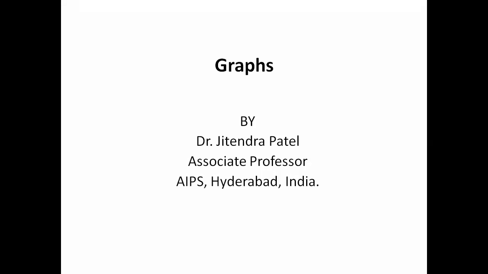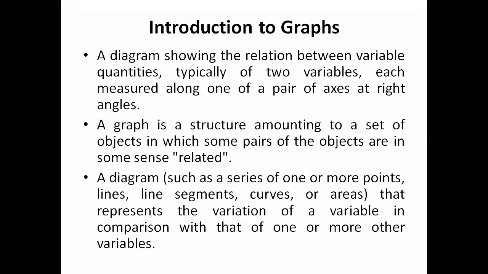That's why different types of graphs are helping us to present or reveal our data or our results. So coming to the graph, it is a diagram showing the relation between variable quantities, typically of two variables, each measured along one of a pair of axes at a right angle, right?